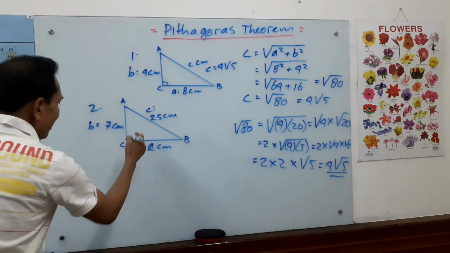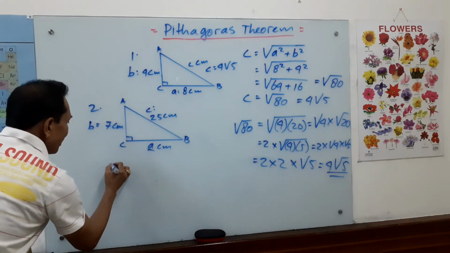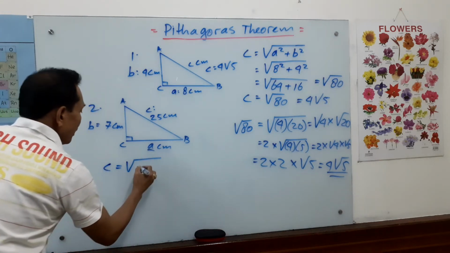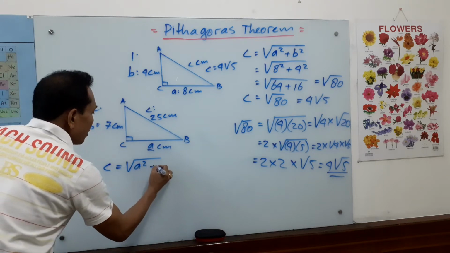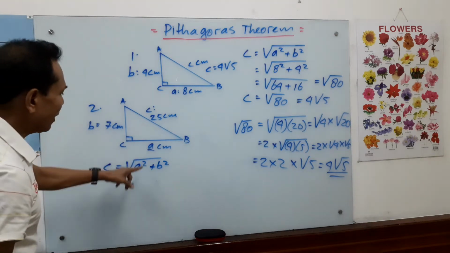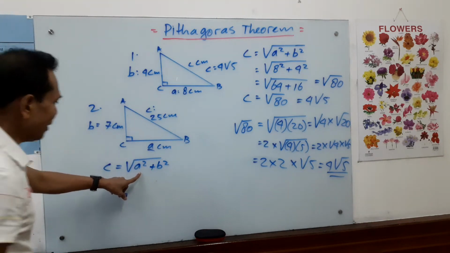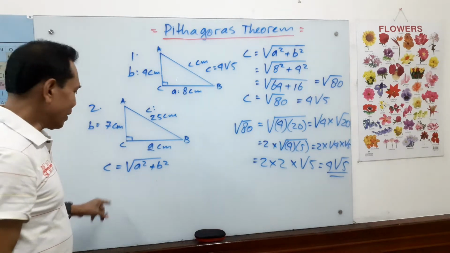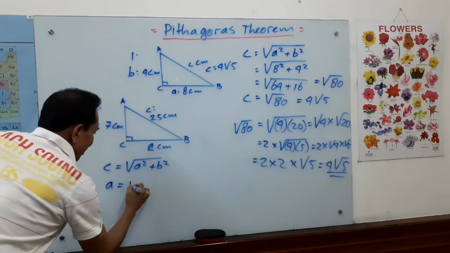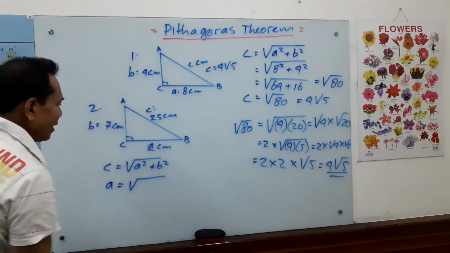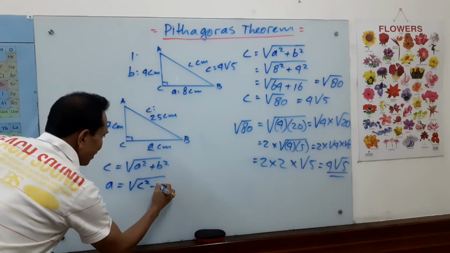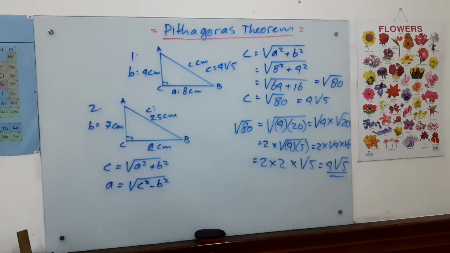If the formula is C equals square root of A square plus B square, and we want to find A, we take A to be the subject. So A equals the square root of, we bring C in, C square minus B square.